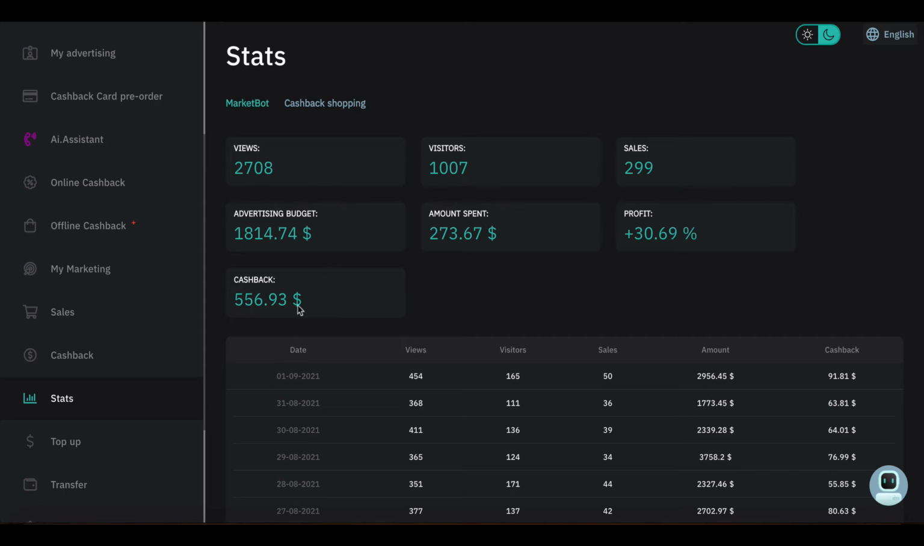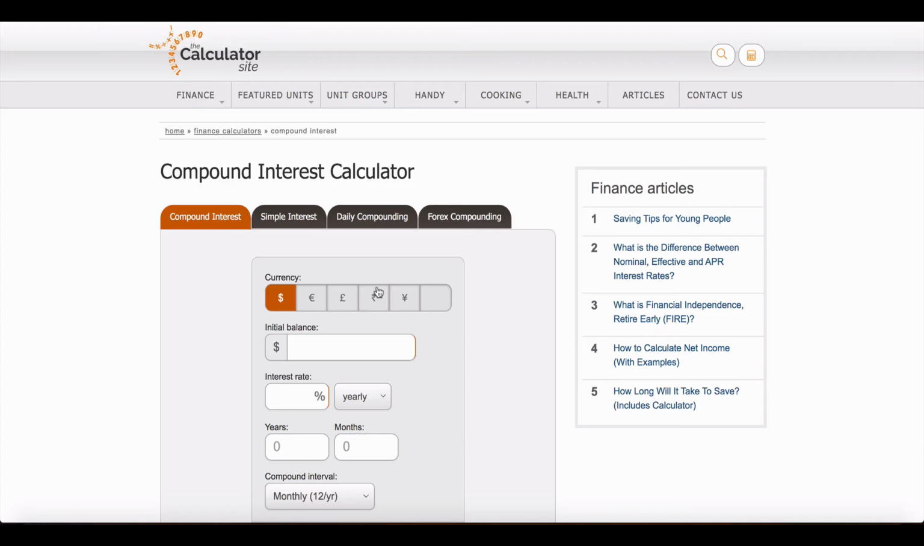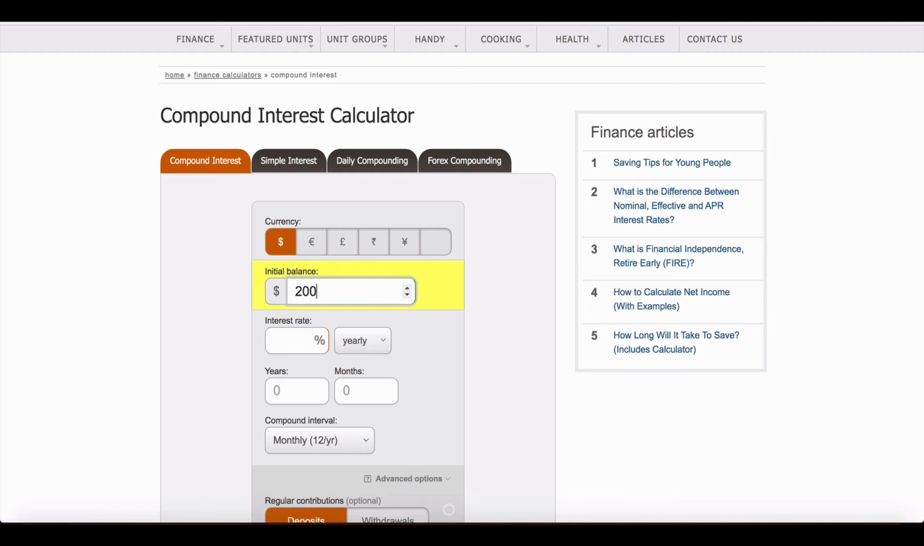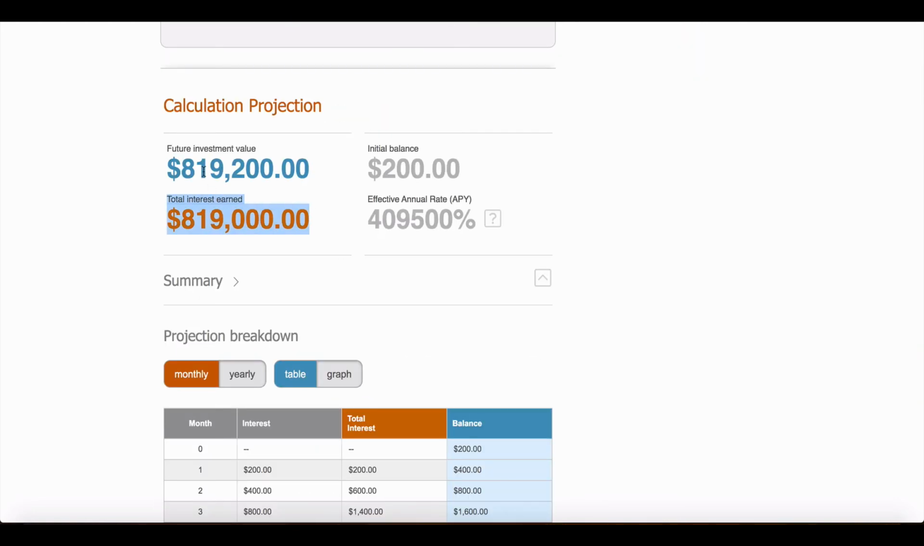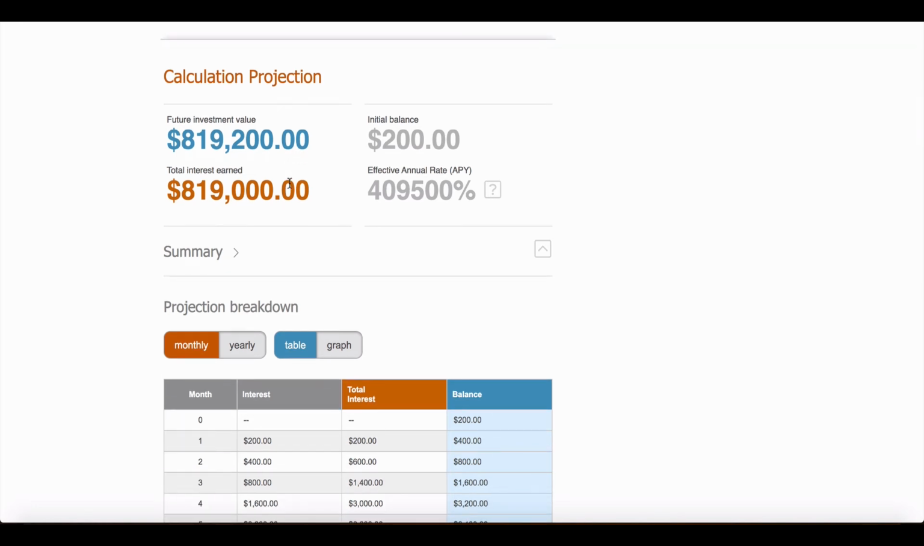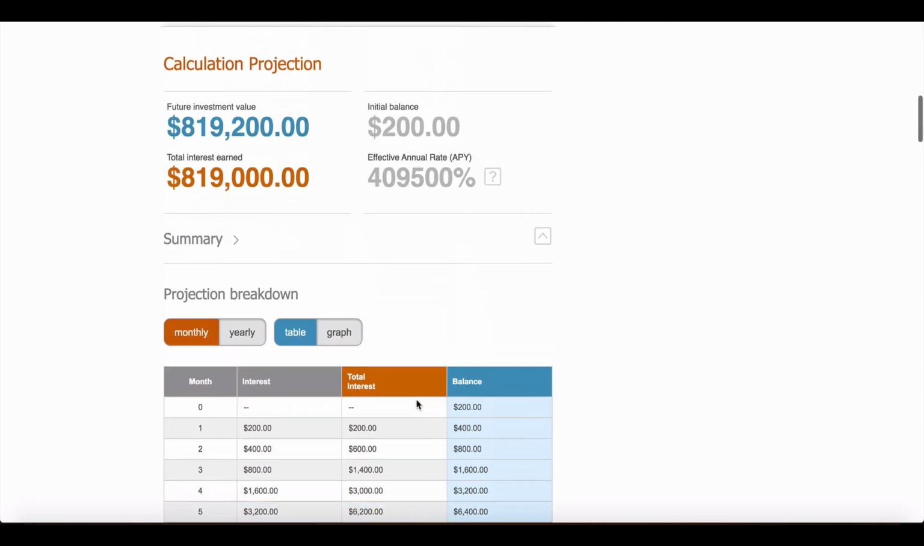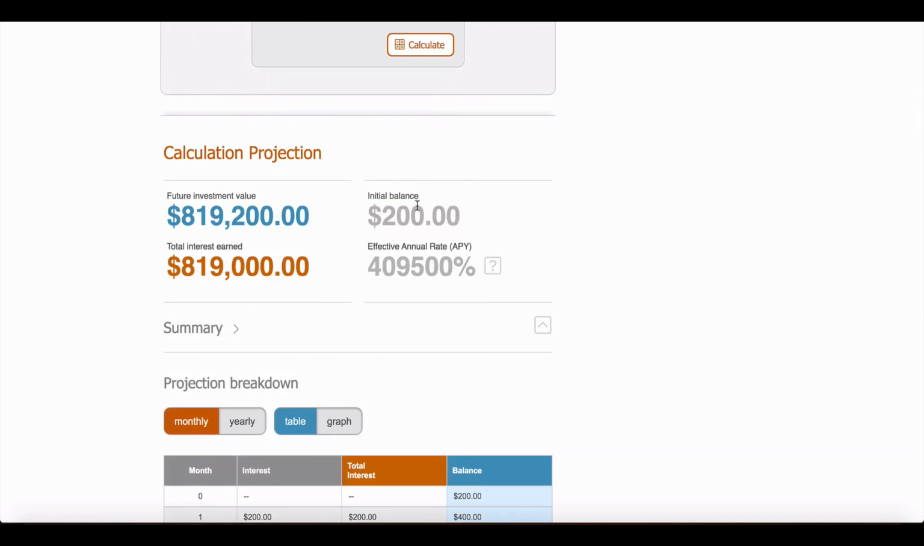So let's assume you're making 100% a month. If we go to the interest calculator, you can see that 200 at 100% per month for, let's just say, 6 months, 1 year, right? We can see that that will produce 819,000, which is a crazy amount and unsustainable, because you can't have that many accounts, right? You're not going to have 4,000 accounts.